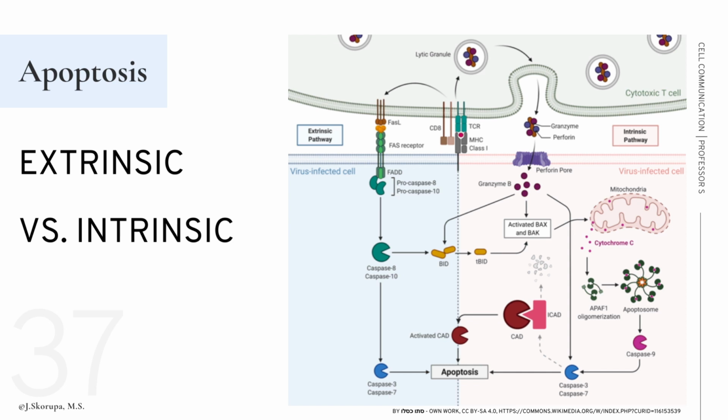On the right, we have the intrinsic pathway activated by BID, BAX, and BAK. These cause MOMP, mitochondrial outer membrane permeability, resulting in the leaking of cytochrome C into the cytoplasm. An apoptosome is formed, leading to the activation of caspases 9, 3, and 7, and finally, apoptosis.